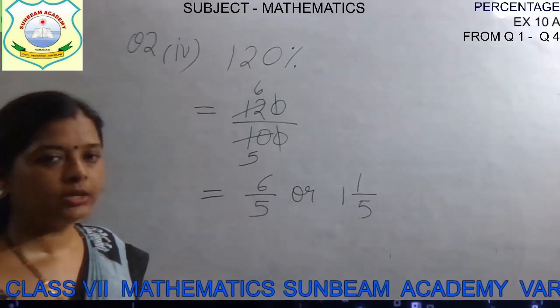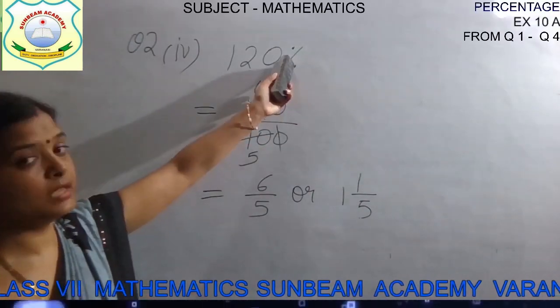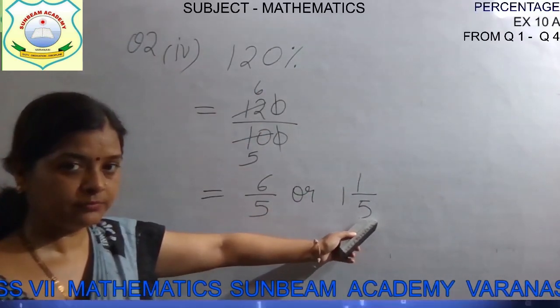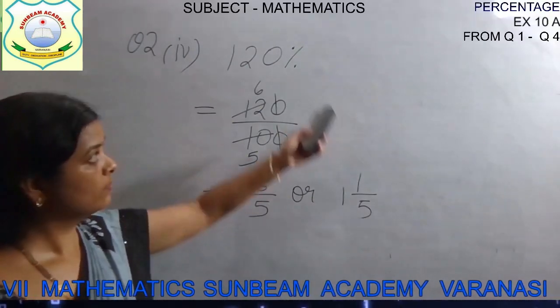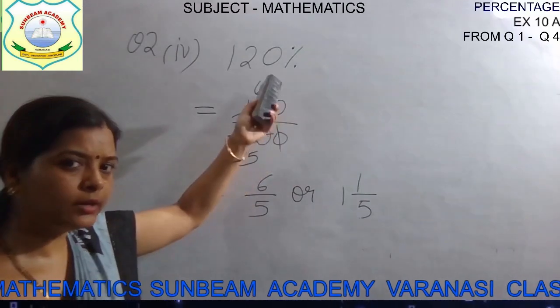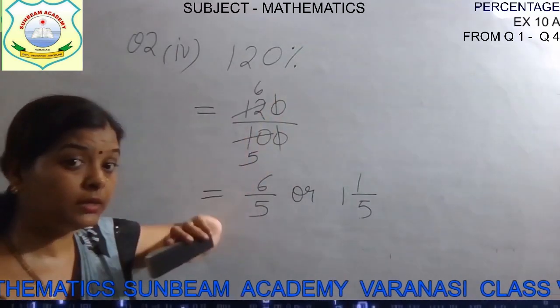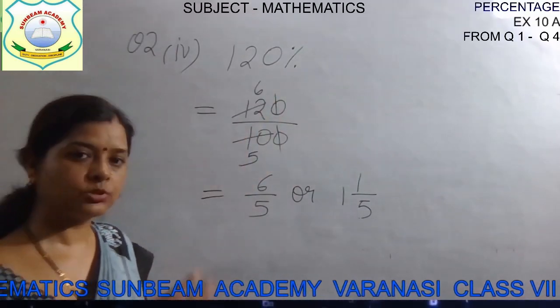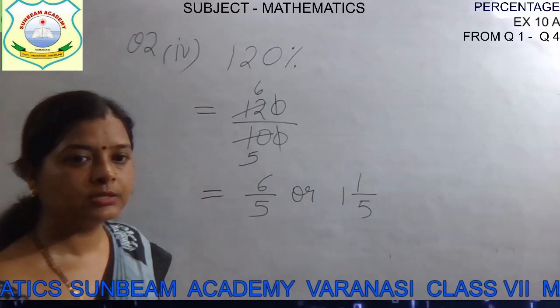So in this way you can convert the percentage into fraction. Percentage sign means out of 100. So write down out of 100. Out of 100 you are having 120. That's why it is 120%. And then solve it. Next question, children.